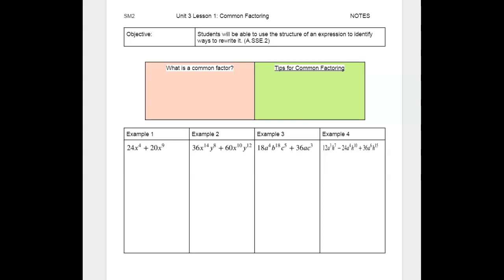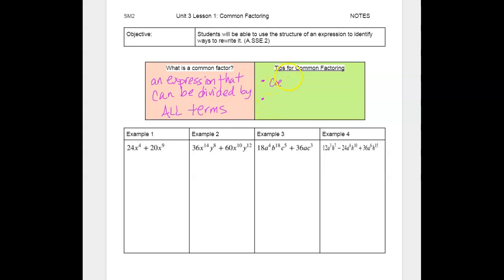So the first strategy that we're going to use is called common factoring. A common factor is just an expression that can be divided by all terms. So you can think of it as the greatest common factor. It's got numbers, it could have letters, a combination of both. But some tips for common factoring: you want to treat the coefficients and the variables differently.